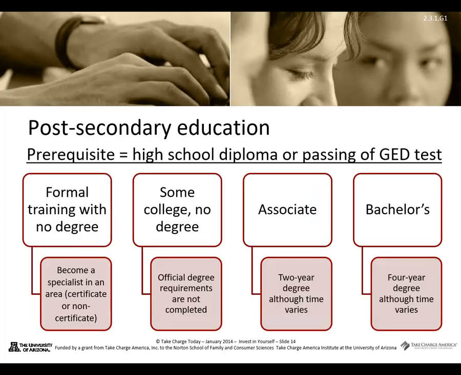Post-secondary education is also known as college. You guys are currently in secondary education. So the typical prerequisite for that, things that you have to complete before you do post-secondary education, you need a diploma, which you guys are working towards, or passing the GED test, which happens outside of high school if you ever need to do that. If you have formal training with no degree, just the high school or GED diploma, you can become a specialist. You can be a certificate or non-certificate, right?